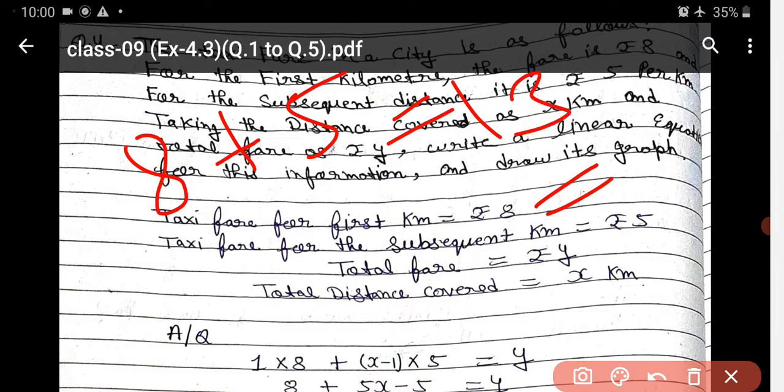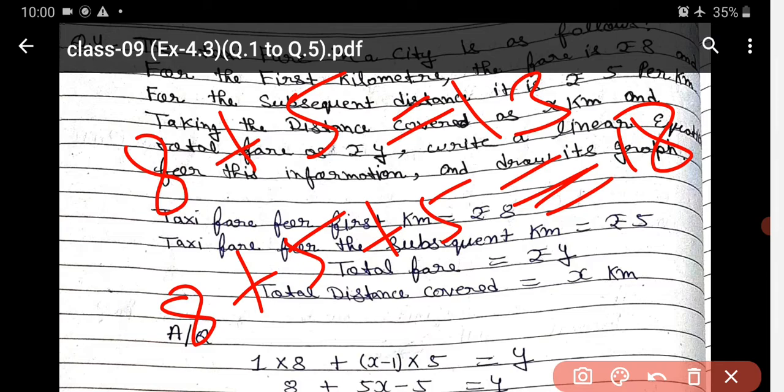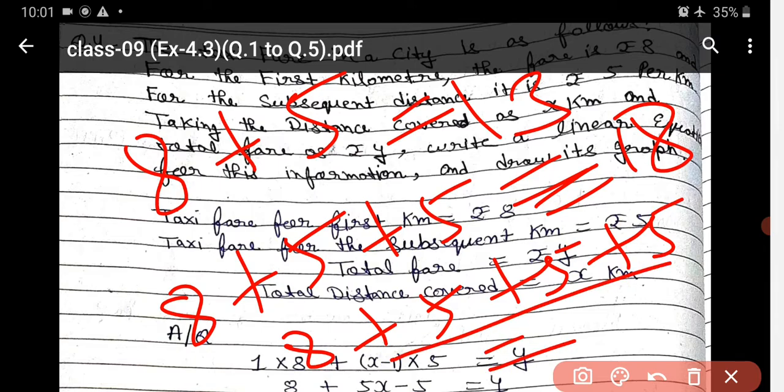If you want to travel 3 kilometers, for the first kilometer it is 8, and then another 5, then another 5. So it means 18 rupees you have to pay. If you want to travel 4 kilometers, then for the first it is 8, and then 5, then 5, and then 5. So for 3 kilometers it becomes 15, and with 8, it becomes 23. Like that you have to pay.